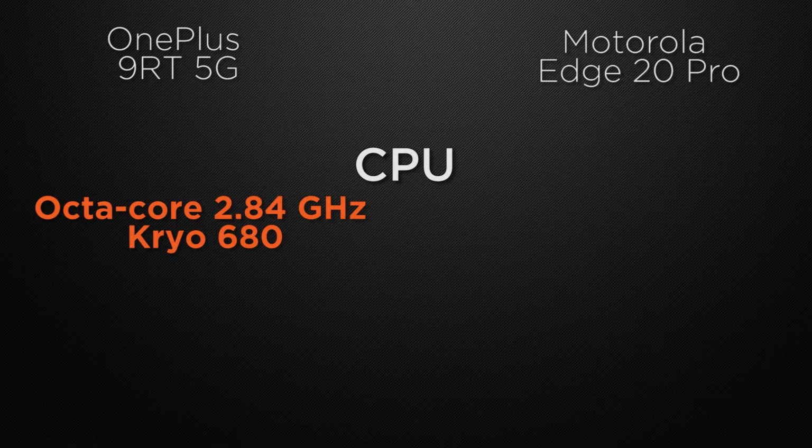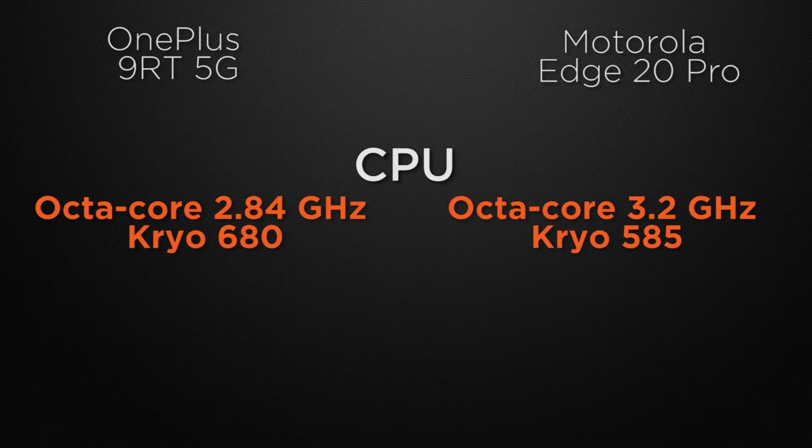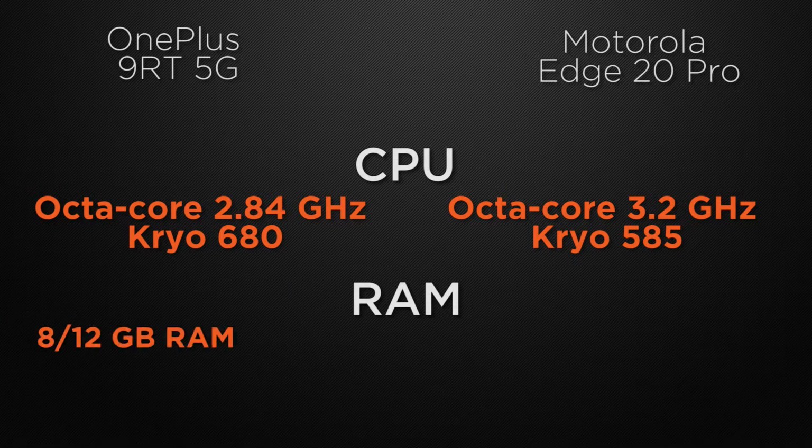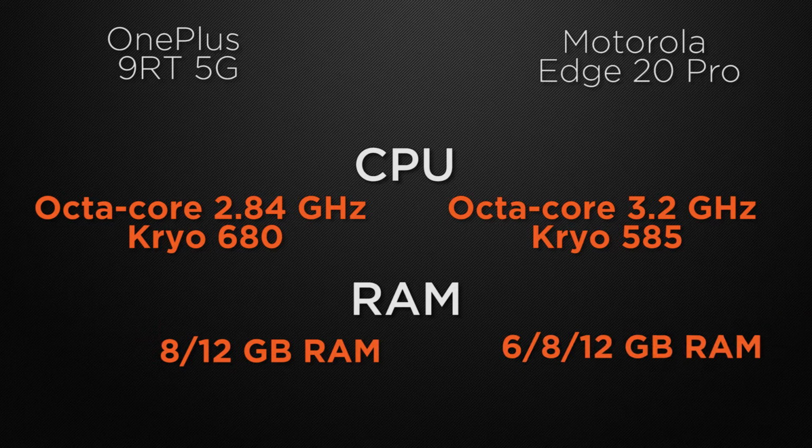Let's talk about the clock speed of the devices. 9RT can clock at 2.84 GHz based on an octa-core Kryo chipset, whereas 20 Pro can clock at 3.2 GHz based on an octa-core Kryo chipset. So the winner here is 20 Pro because it has a faster clock speed. And about the RAM variants in the devices, 9RT has 8 and 12 GB, whereas 20 Pro has 6, 8 and 12 GB. So the winner here is 20 Pro because it has more RAM options.